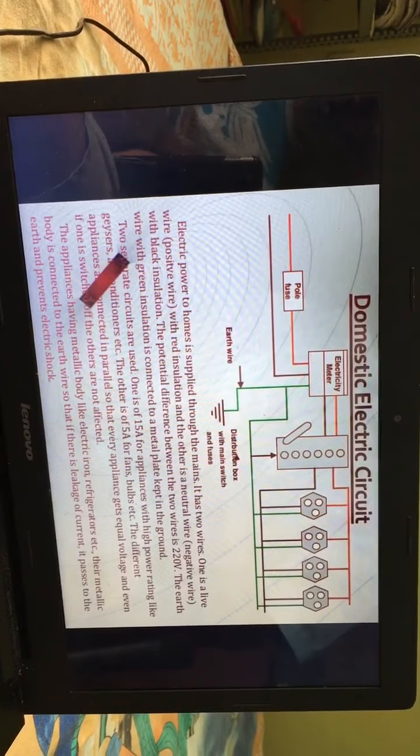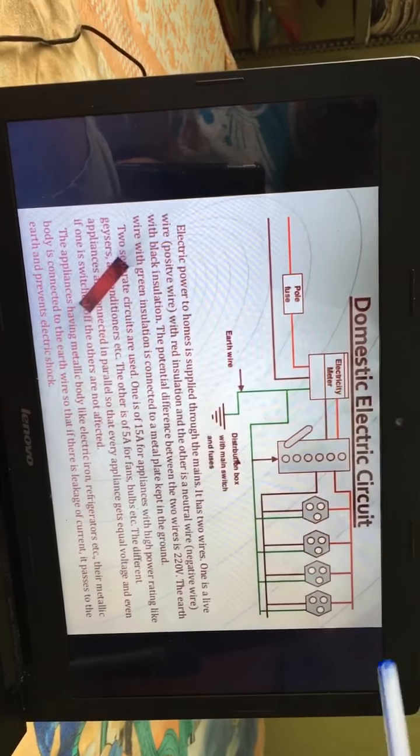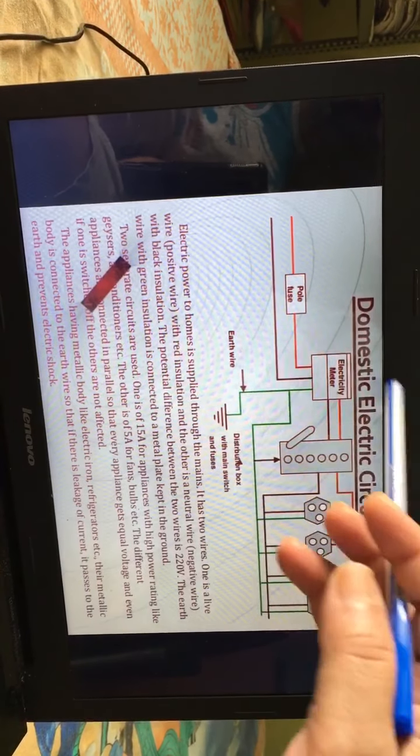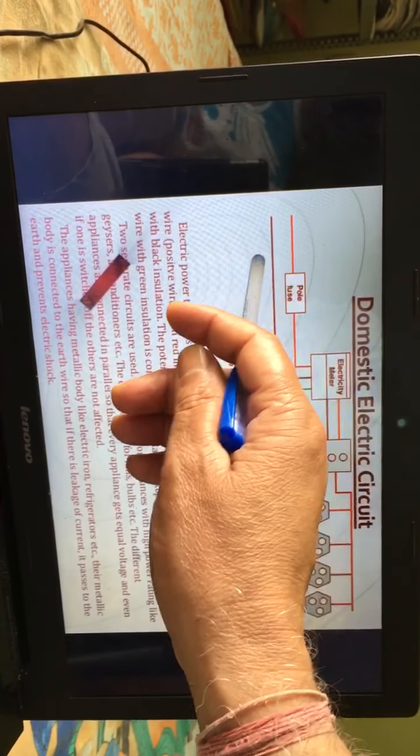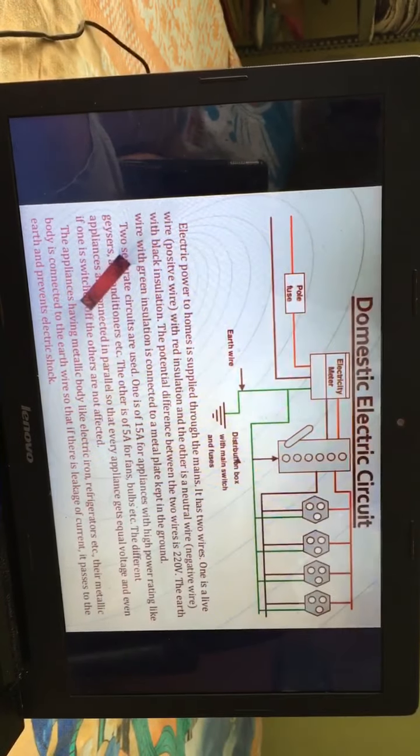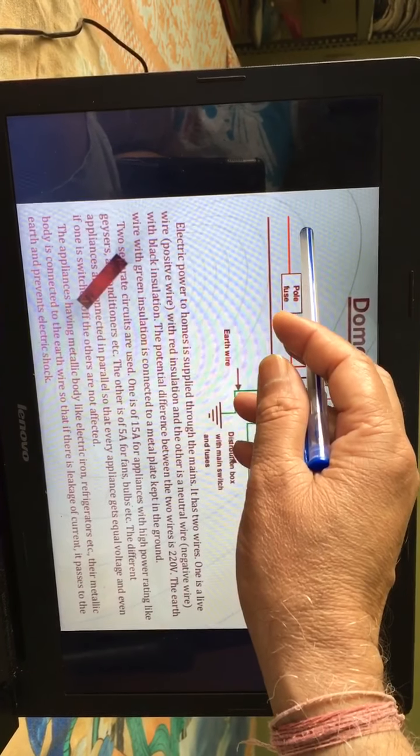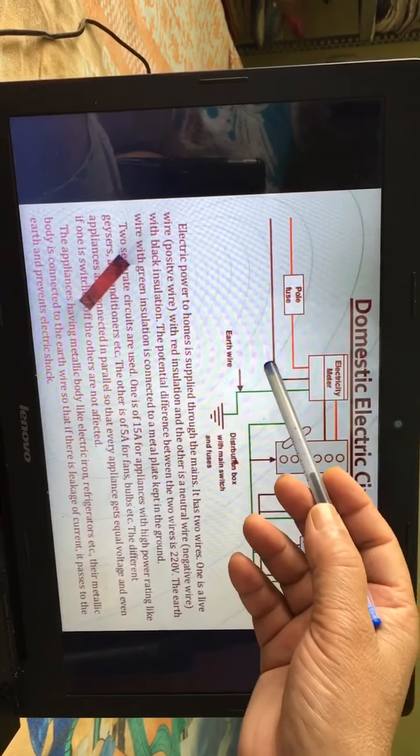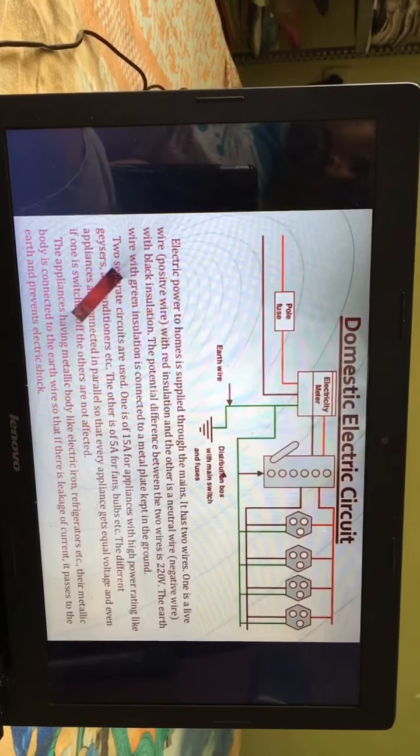Last part of that: domestic electric circuit. Many a time the question is asked: draw the diagram for a domestic electric circuit. This diagram is given in all the textbooks. See over there, children. Two wires, red and black, are coming from the pole. You all know that the red wire is called the live wire, from which the electric current comes into the circuit, and the black wire is called the neutral wire, through which the current returns back.